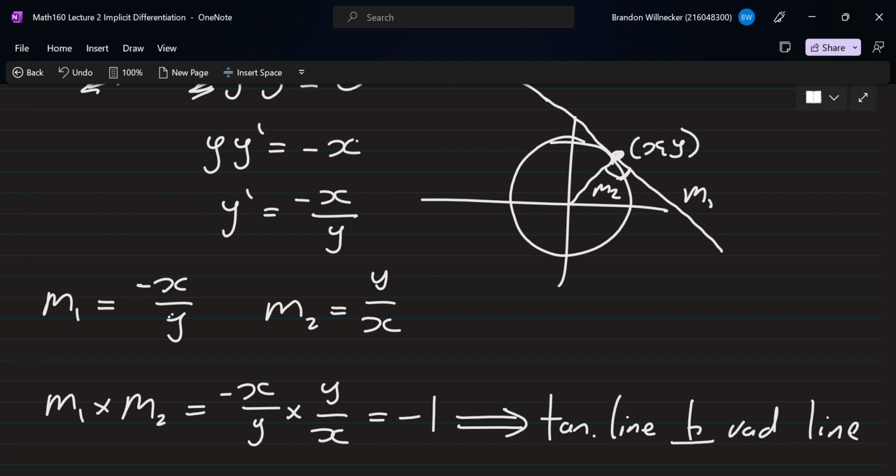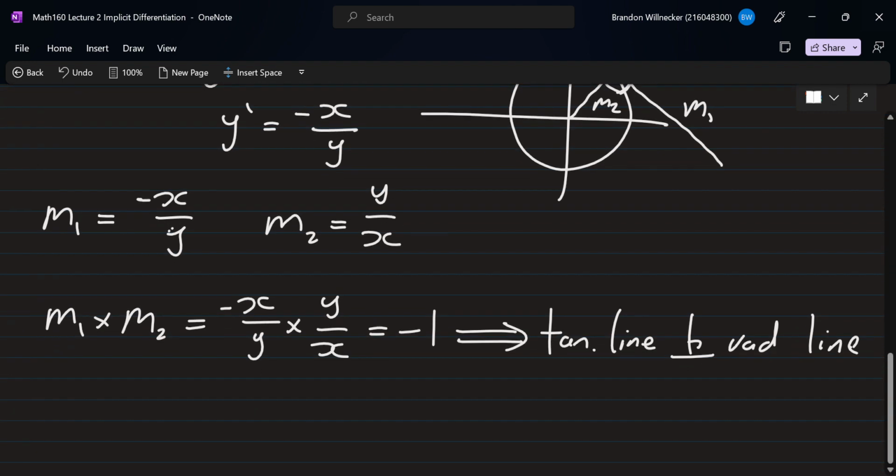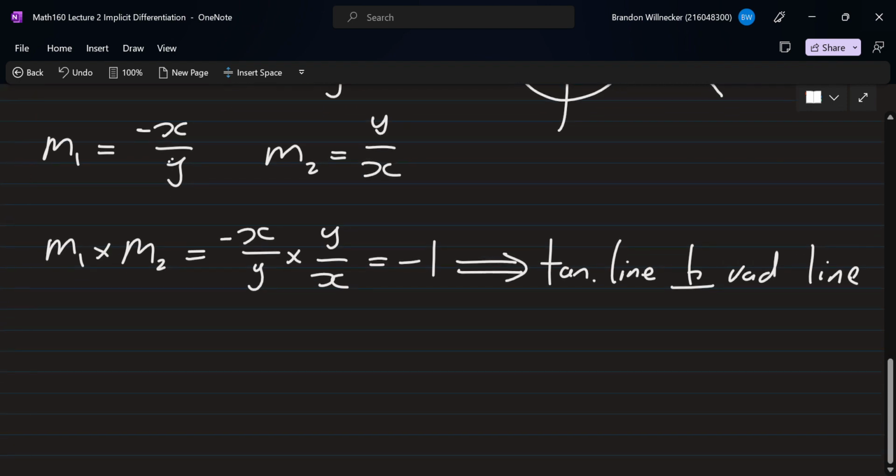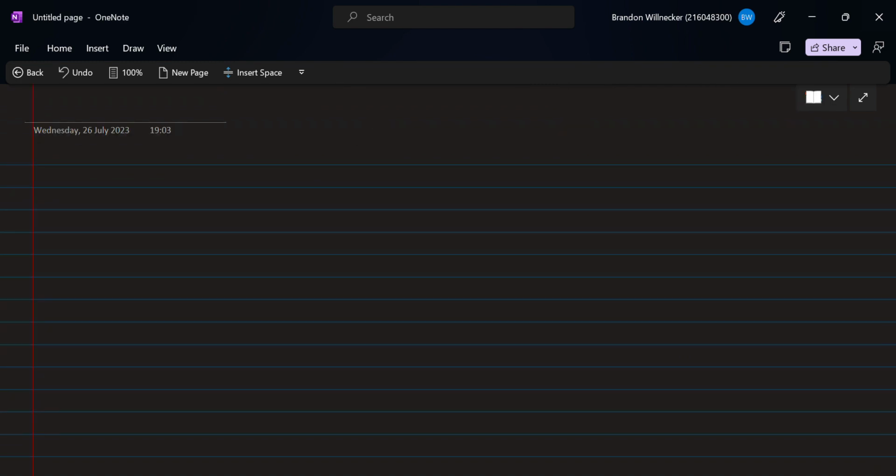Okay, so let's have a look at some examples and then we will get into the main use of finding derivatives of inverse functions. Okay, so let's look at some examples.